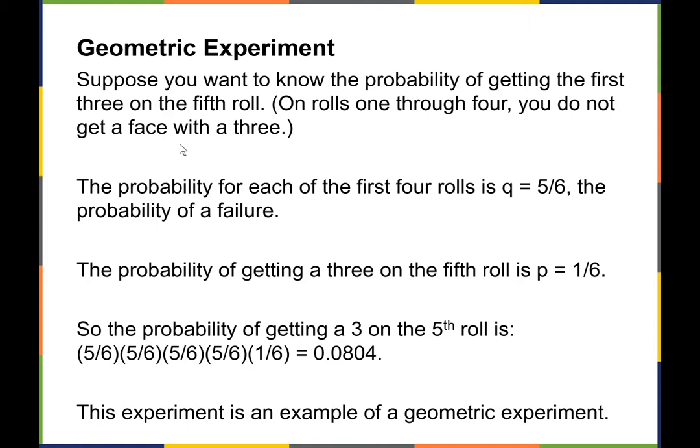So if we look at the probability of getting a 3 on those 5 rolls, remember these are independent. The probability of what you get on the first roll doesn't affect what you get on the second roll, etc. So we can multiply these probabilities together. So this is the probability of not 3 on the first roll, not 3 on the second roll, not 3 on the third roll, not 3 on the fourth roll, but finally getting a 3 on the 5th roll. Multiply those all together and you get about 0.0804. This is a geometric experiment.